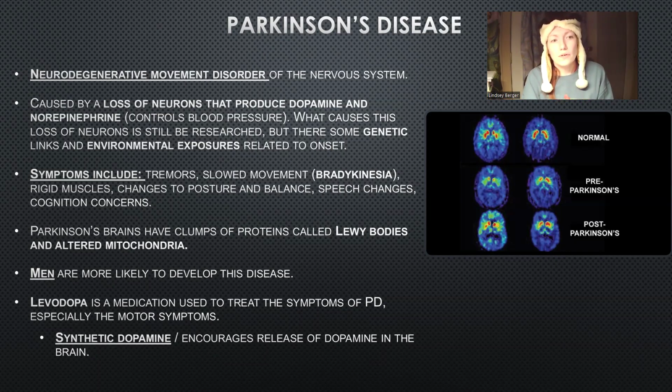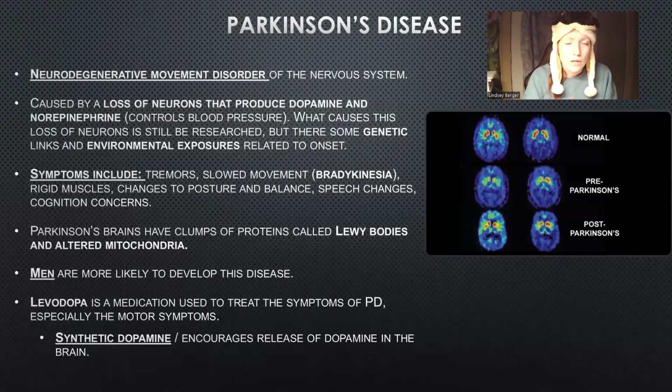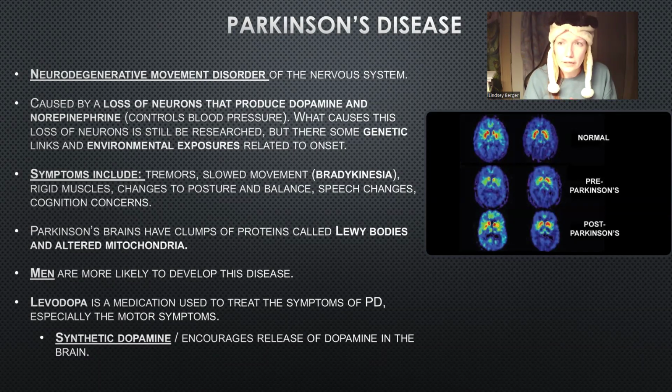When these neurons are lost, we're not exactly sure what is going on. They're still doing research on it. We have found some environmental exposures. We found some genetic factors, onset, things like that. Interestingly enough, for Parkinson's, men are more likely to get it.